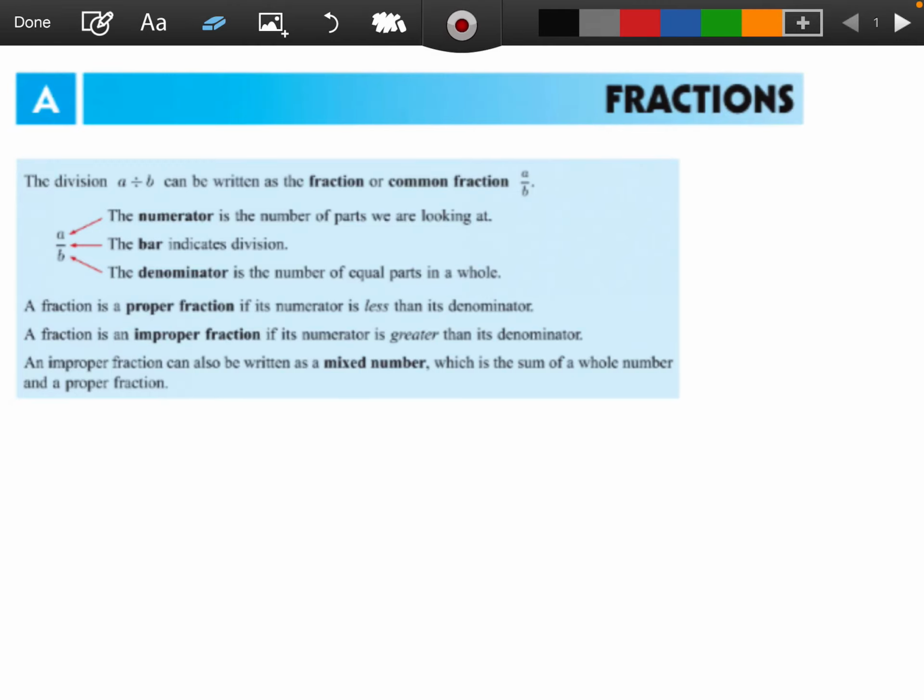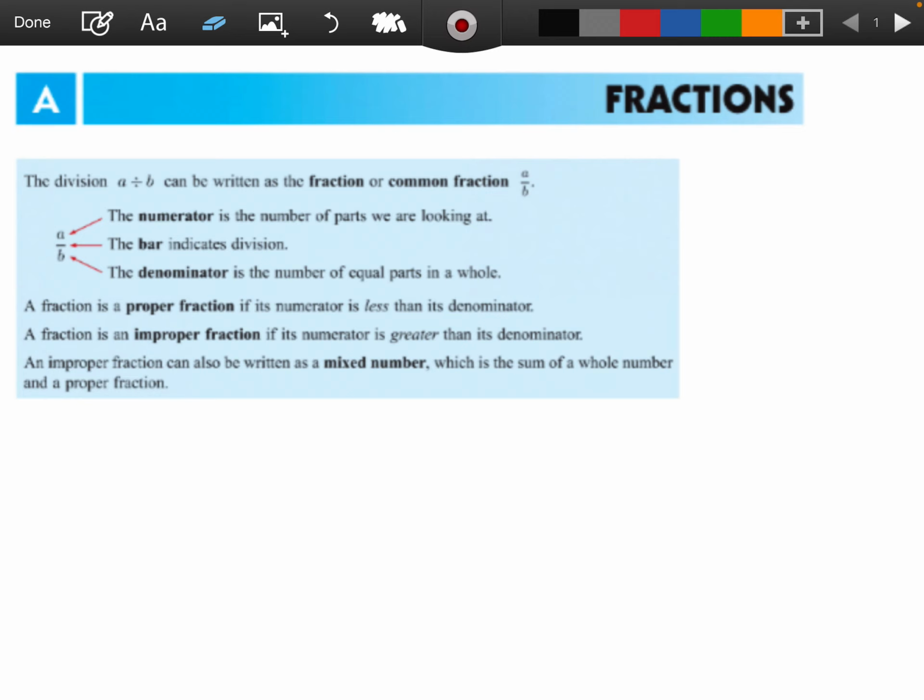Hi everyone, so this video is going to cover a number of sections out of your textbook and is sort of everything you need to know about fractions. Much of this should be review for you, if not all of it. But let's dive right in. So we're gonna start with some vocabulary and some background about what fractions are.